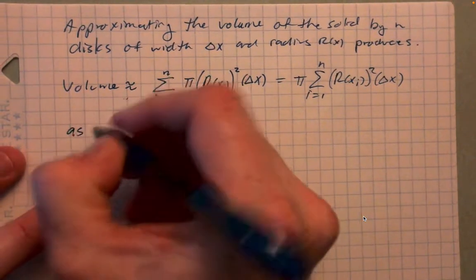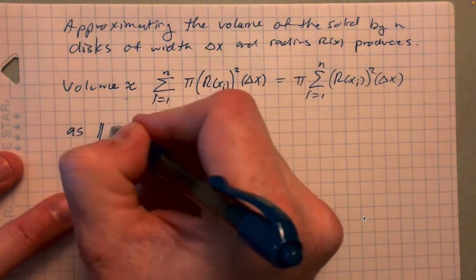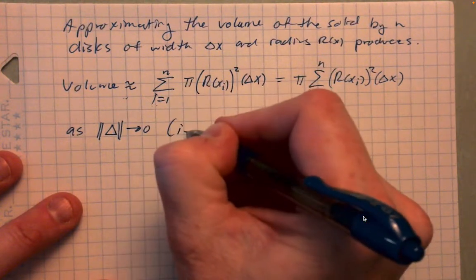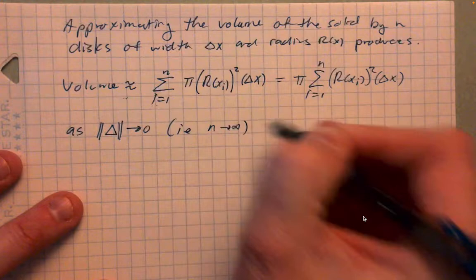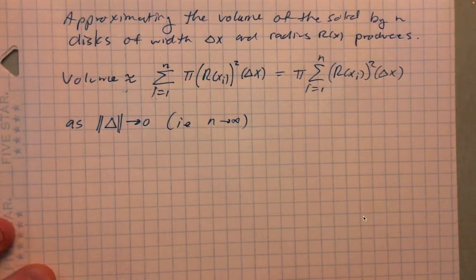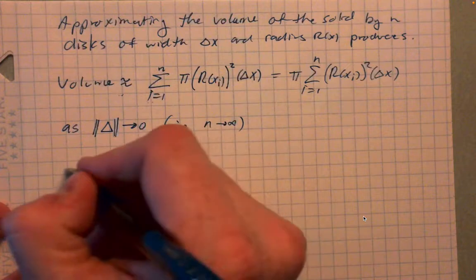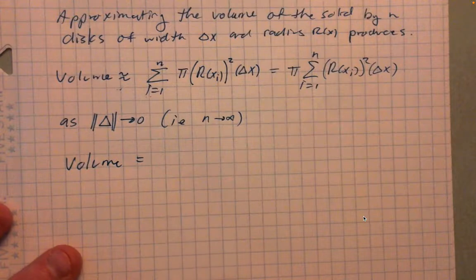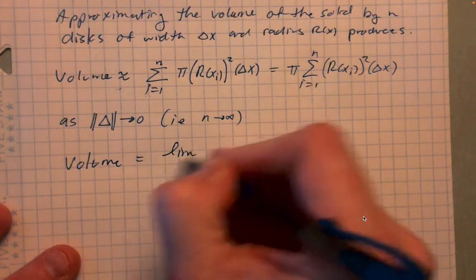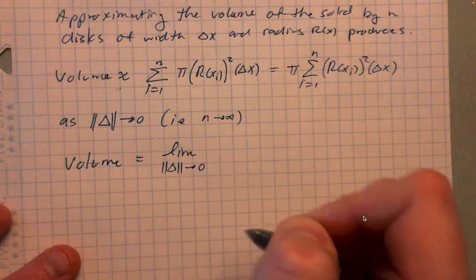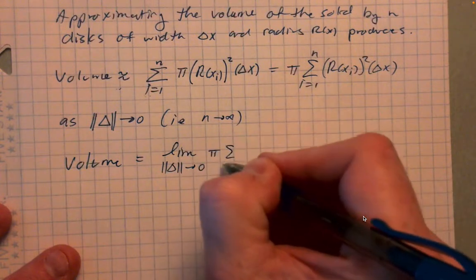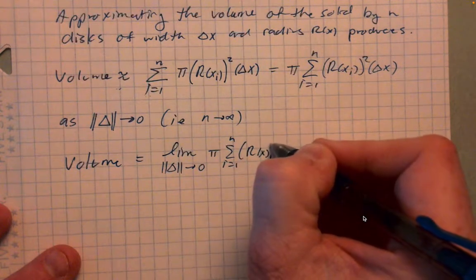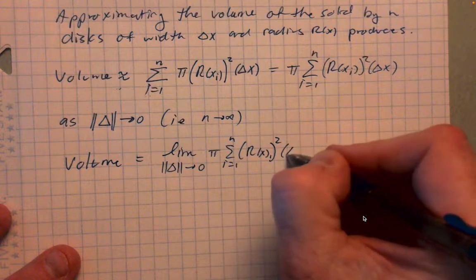So then basically what we can say is that as the norm of the partition goes to 0, i.e. n goes to infinity, the number of disks in the approximation increases to infinity. As that happens, the volume goes from being approximately this thing to being precisely this thing. So we'd say the volume is equal to the limit as the norm goes to 0 of pi times the sum from i equals 1 to n of r of x sub i squared times delta x.